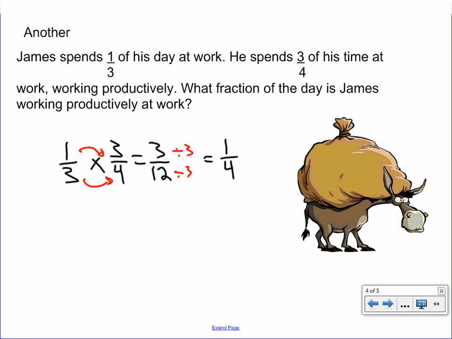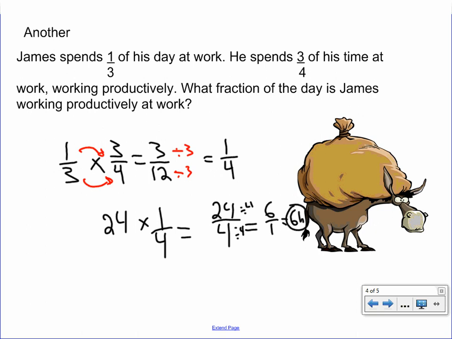A little extra on the side: if we wanted to find out how many hours of that day he is working productively, we want 1/4 of the day. We know that there are 24 hours in a day, times 1/4 of the day. From our previous lesson, we know that this is 24 over 4, and if we reduce this by dividing by 4, we get 6 over 1, which is just 6 hours. So he works productively 6 hours a day.